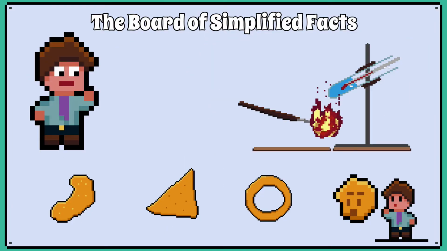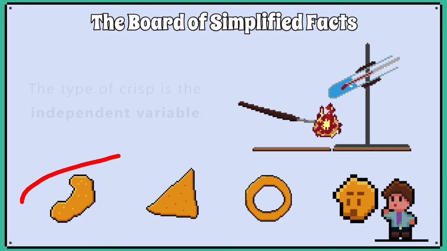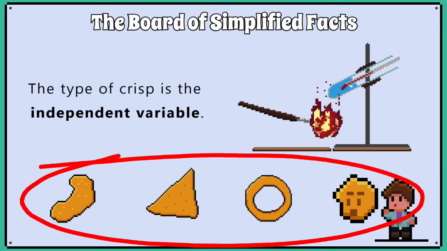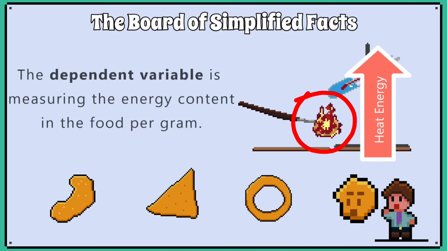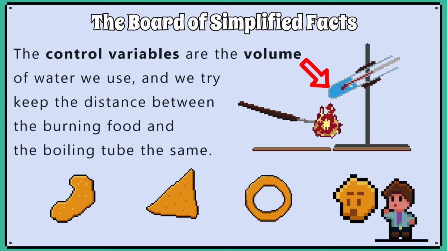You might also need to be able to identify the variables and where sources of error might come in when getting energy values. So the type of crisp is the independent variable. The dependent variable is measuring the energy content in the food per gram. The control variables are the amount of water we use, and we try to keep the distance between the burning food and the boiling tube the same.